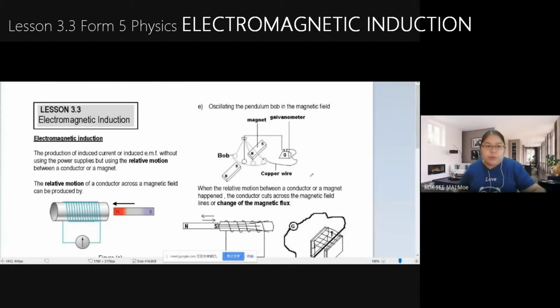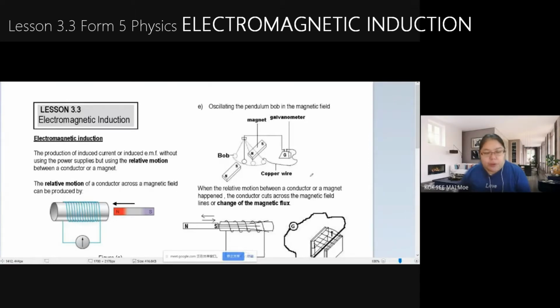Okay, let's see the 3.3. It's electromagnetic induction. Before that, we learned about 3.2. Remember, there's the Fleming left-hand rule. That means we're using the left hand. The situation for the Fleming left hand is they provide the current, they also provide the magnet, then you need to find the direction. Examples are an AC motor and DC motor. The situation is they provide the battery, then for how the motor rotates, you use your Fleming left hand to find the direction.